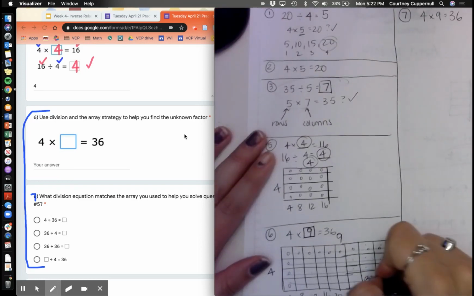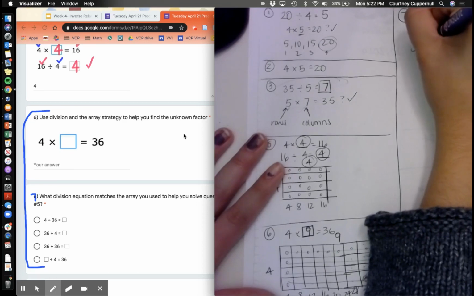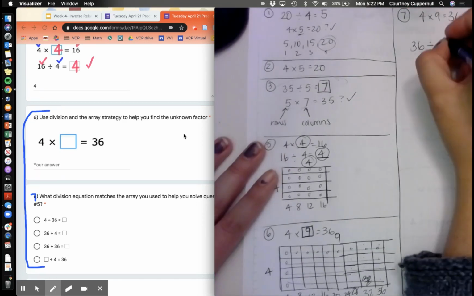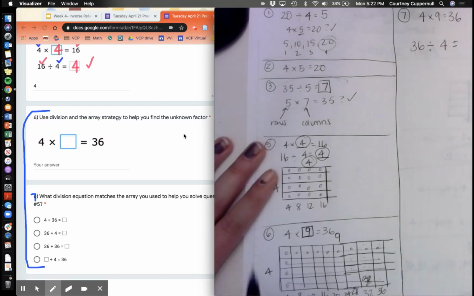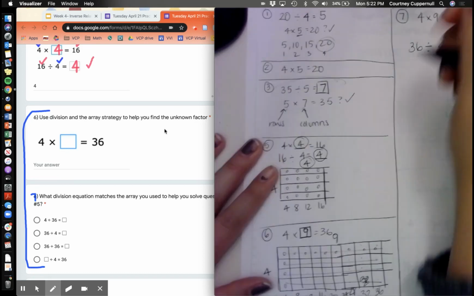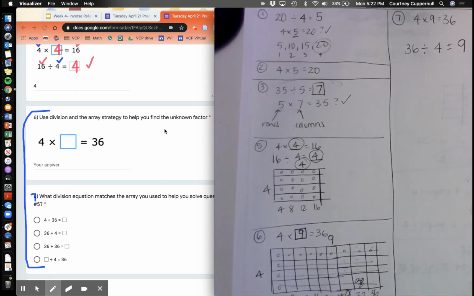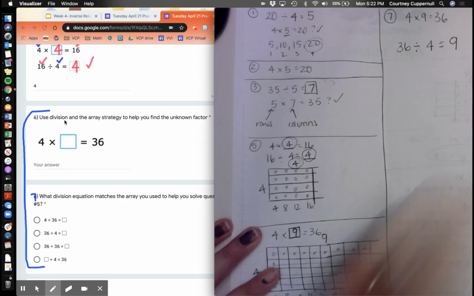So I know that because there's 36 total, I'm going to say this was 36, and I split this into 4 groups. I split this into 4 rows to equal, and we found that there was 9 in each row. I also didn't even have to necessarily look at my array to figure this out because I could have just looked at my multiplication equation.